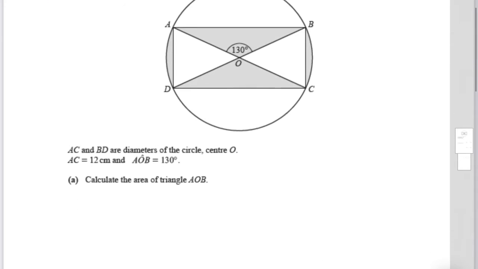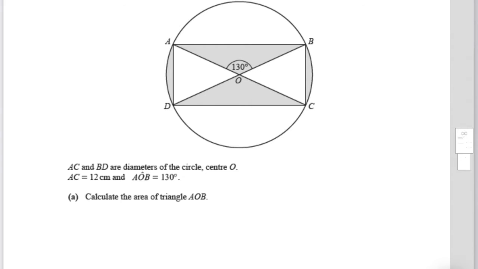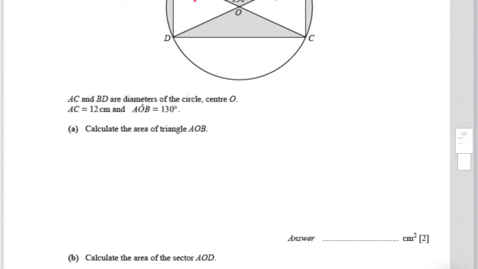In order to find the area of triangle AOB, you need the length of this side and the length of this side, which is half of the diameter. So this is going to be 6 centimeters. And then we use trigonometry to find the area. So the area can be found by multiplying half by 6 by 6 by sine 130 degrees. Let's find out what that is.